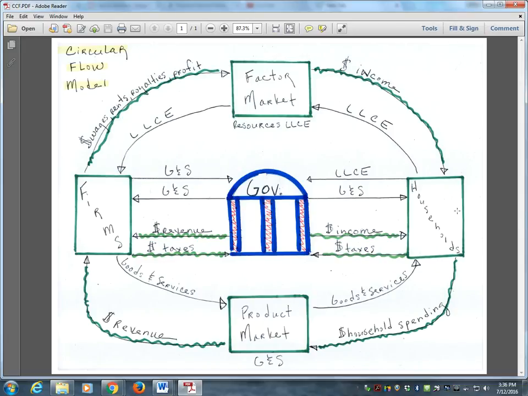So pay attention. Notice we've got 4 boxes here in a diamond pattern, and we're concerned about these ones on the sides. First of all, households and firms. Households could be mom, dad, 2 kids, mom, dad, granddad, Uncle Louie. It could be mom, dad, and 18 kids, like a friend of mine I grew up with, not kidding. It could be anything. You get the idea.